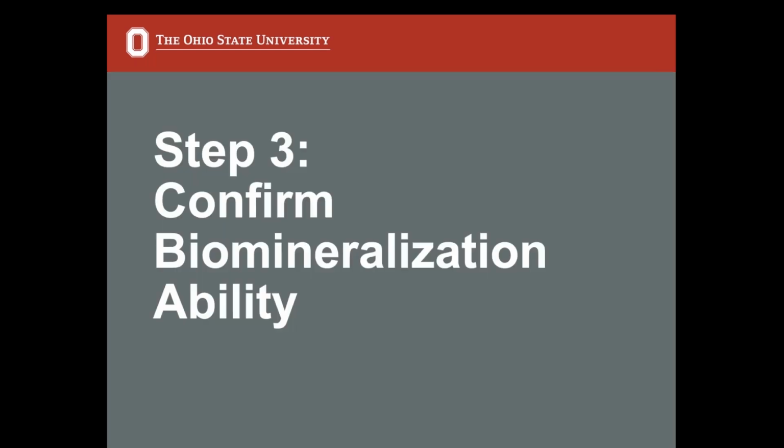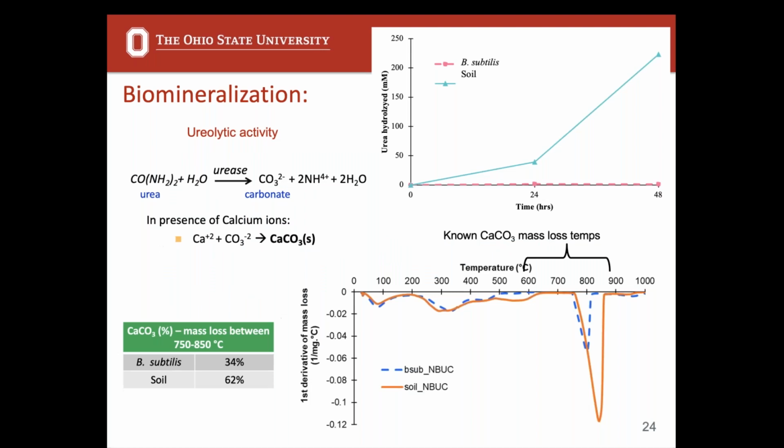All right, our third step was to confirm that the bacteria can actually biomineralize. And we do this for two ways. Remember, there's two mechanisms. One is consumption of urea to create these carbonate materials that will interact with the calcium. We saw that the soil sample did this really well. It was able to consume a large amount of urea over the first 48 hours. Our B subtilis sample, however, consumed basically nothing.